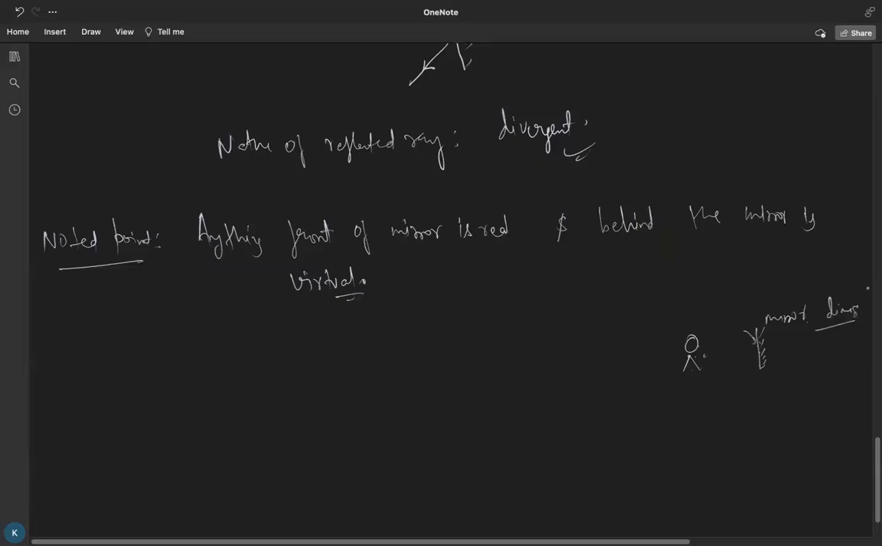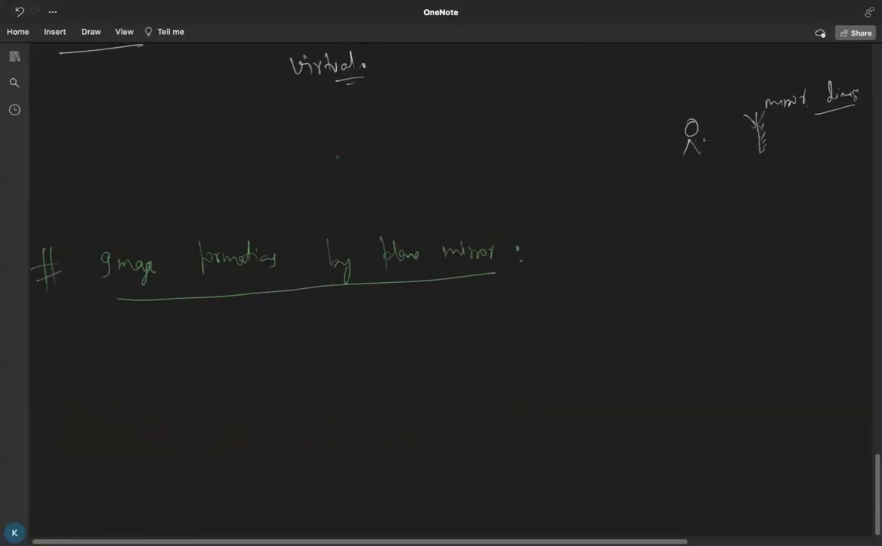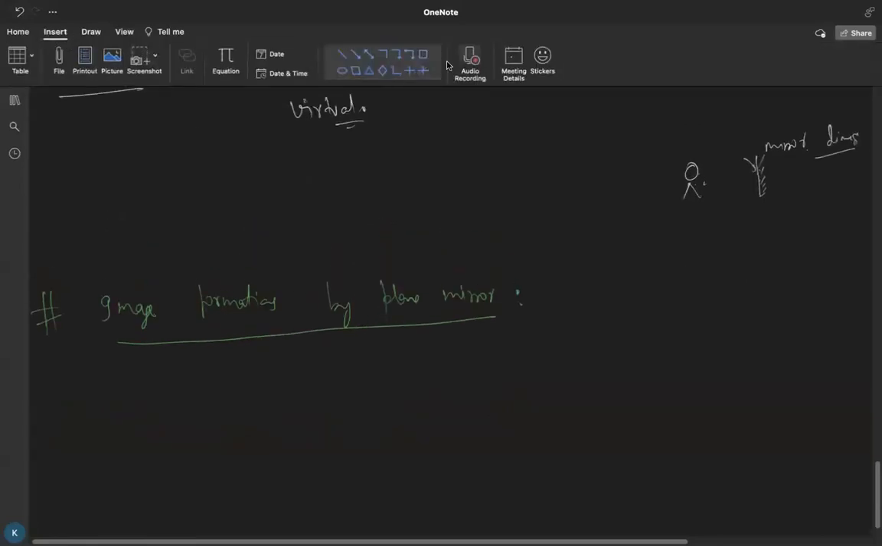Now we are going to discuss the image formation by plane mirrors. So let's give a fresh heading here, image formation by plane mirror. So let's take a diagram first, and then we will discuss the things one by one. So let us start drawing.